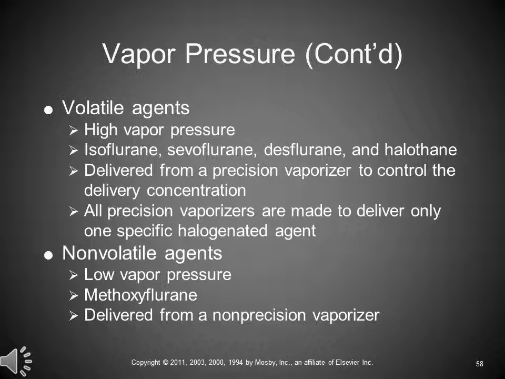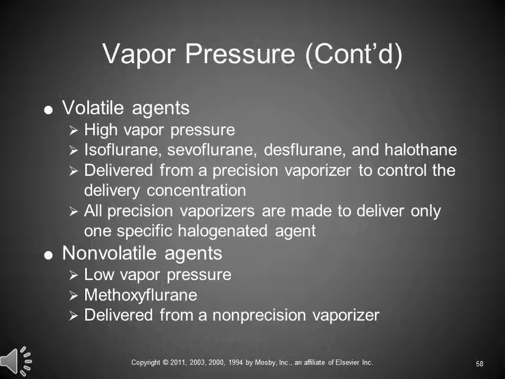They should be delivered from a precision vaporizer to control the delivery concentration. If we want 2.5%, we need to make sure it is 2.5% no matter what. No matter what the atmospheric pressure is, the temperature is, the humidity. We want it precise. All precision vaporizers are made to deliver only one specific halogenated agent. You can't use iso in a sevo vaporizer or sevo in a halothane vaporizer. You've got to use that particular one or it means nothing.